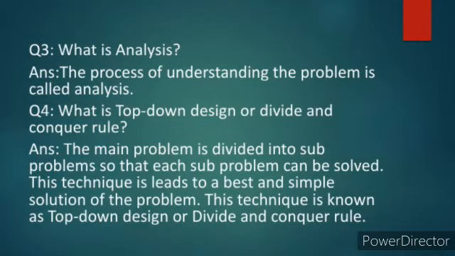Question number 4: what is top down design or divide and conquer rule? Answer is, the main problem is divided into sub problems so that each sub problem can be solved. This technique leads to the best and simplest solution of the problem. This technique is known as top down design or divide and conquer rule.